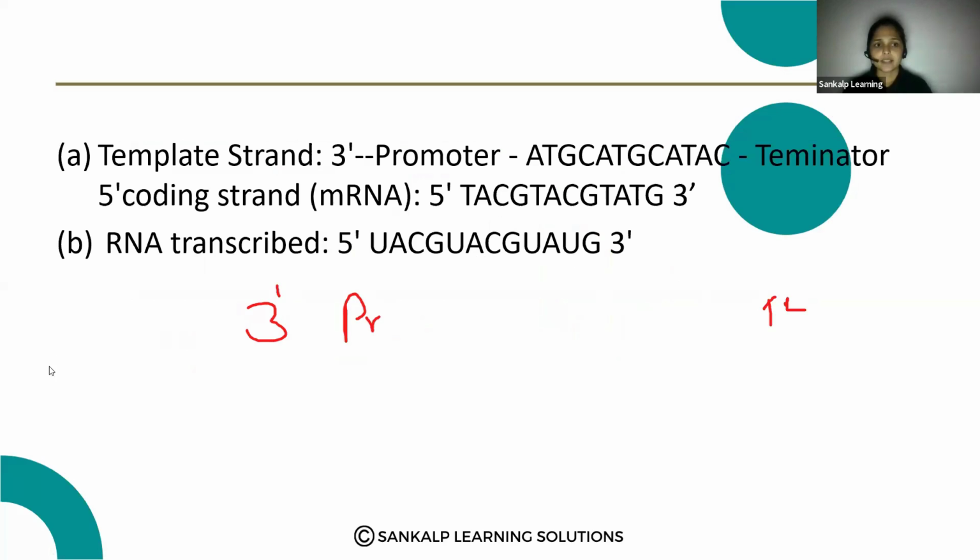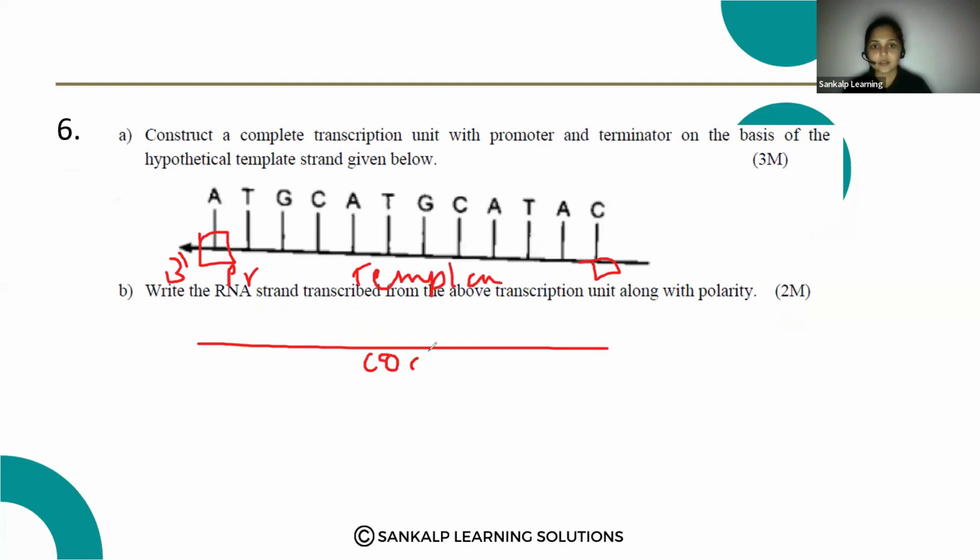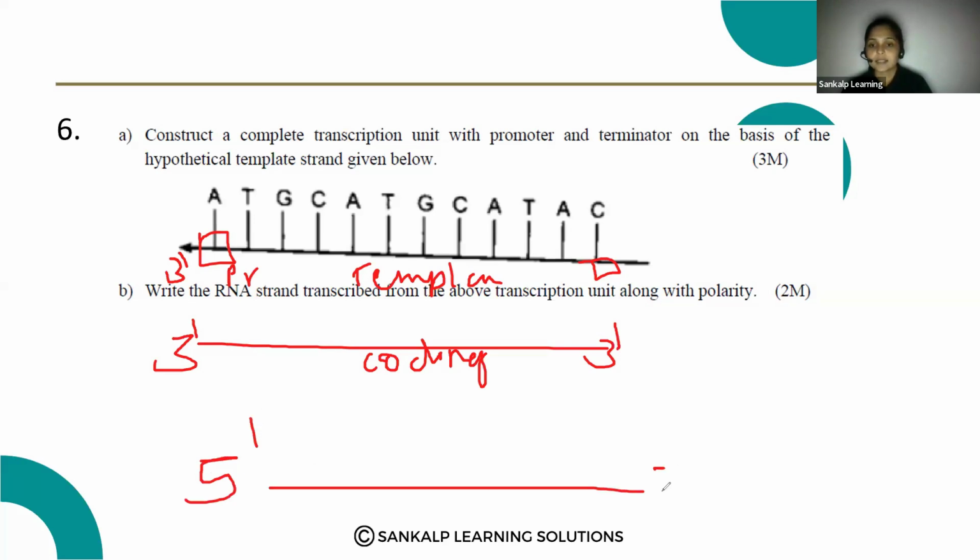Then next, the RNA. So you have to synthesize the RNA based on this sequence. I will draw it: this is the 3' end, which contains the promoter and terminator, and this acts as a template strand, and this strand acts as a coding strand, in the 5' to 3' direction. So already we know how to obtain the RNA. RNA always has the 5' to 3' direction.